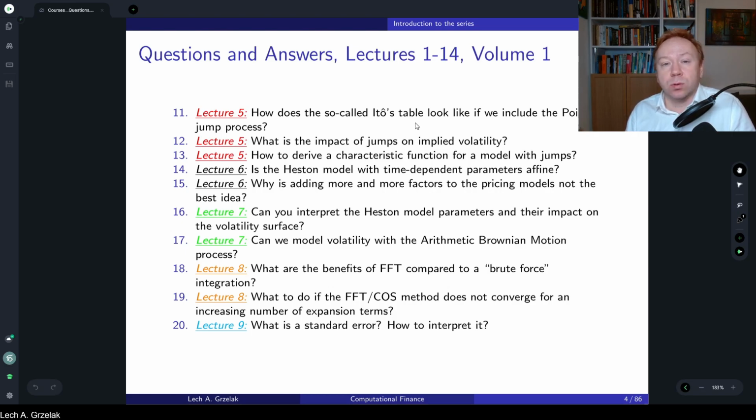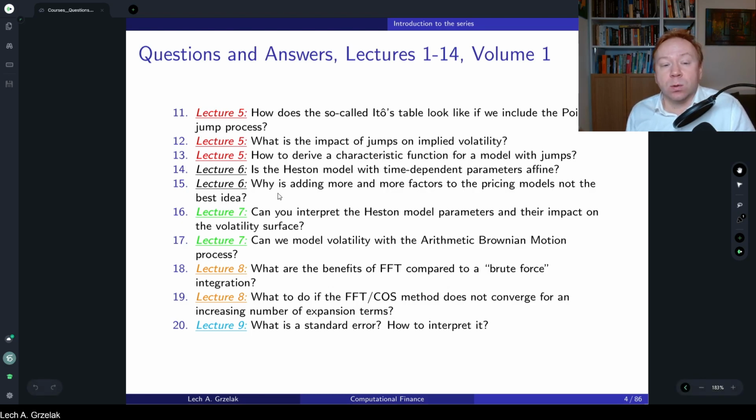What happens to the stochastic differential equation and the corresponding implied volatility if you add jumps to that model? Question number 13 is about the characteristic function for models with jumps, and how to derive it. This question is maybe a bit technical. You can answer it in a very global way, but you can also dive into details. This is one of those questions where I will provide you with step-by-step derivations and the key elements of the derivation of that characteristic function.